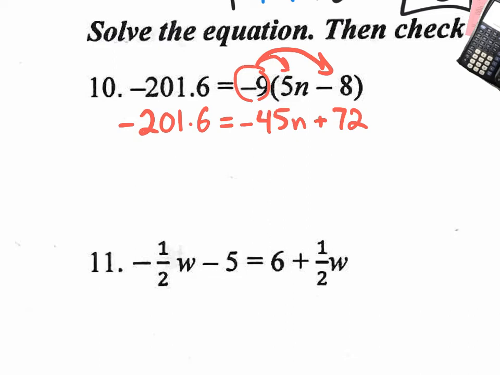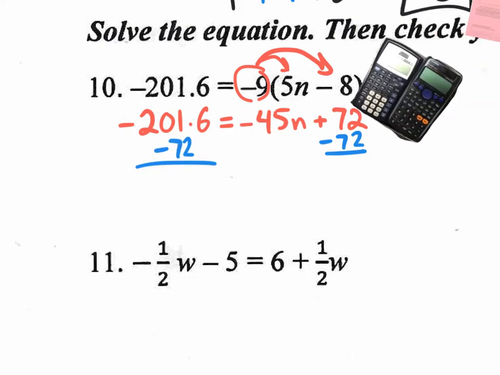Now, from there, what do we do? You need to get n by itself on the right side. So what do we do to get n by itself? Subtract 72. And subtract 72. What you do to one side, do to the other. And this is where the calculators come in. So on the calculator, you want to type in negative 201.6 minus 72.